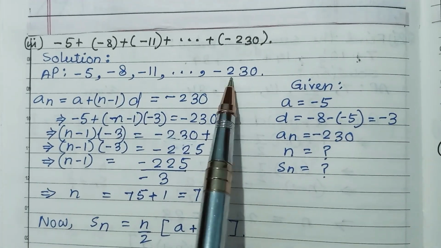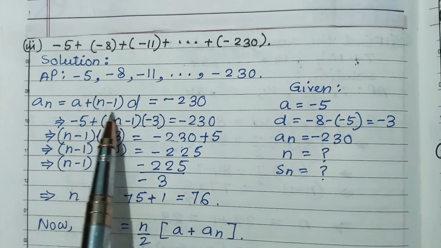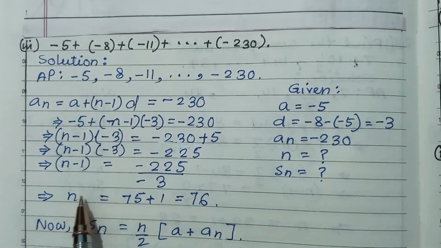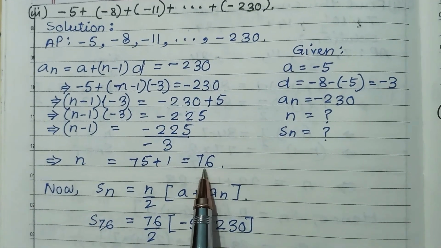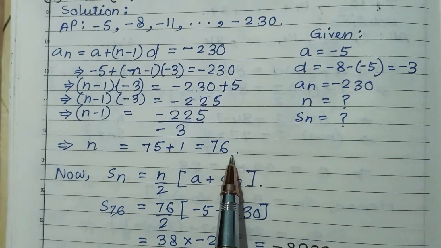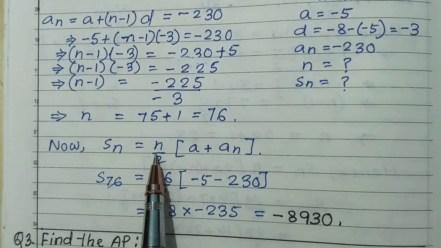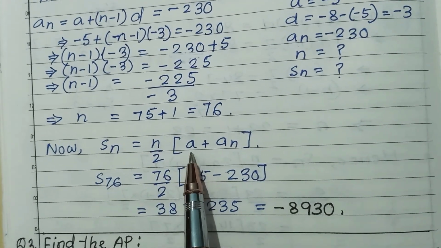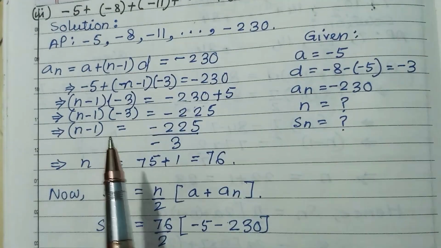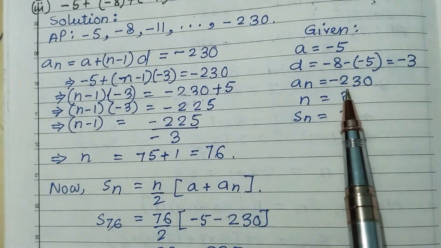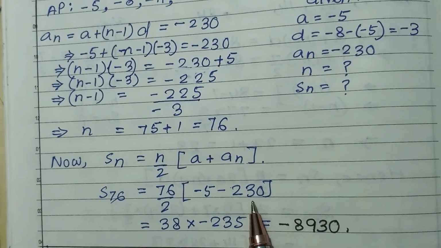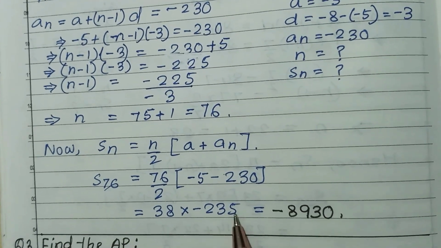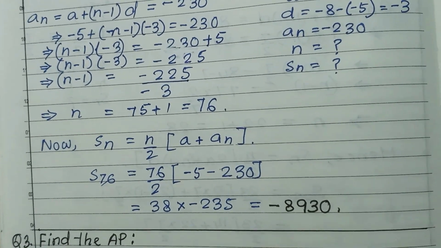an is this one, the last term. an is equal to a plus (n minus 1) into d, which is equal to minus 230. Now from here n is equal to 76, we have got. Now this value of n you substitute here. Sn is equal to 76 upon 2 into (a plus an), where a is minus 5 and an is equal to minus 230. You substitute these values, it is 38 into minus 235, which is minus 8930.